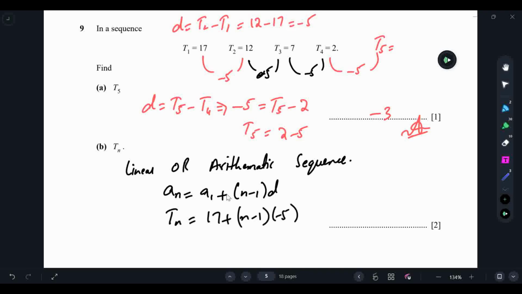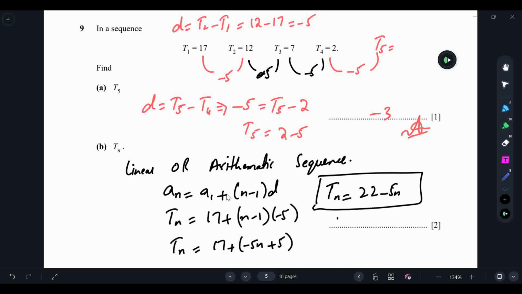Now if you multiply minus 5 with these two terms, this will be 17 minus 5n plus 5. So 17 plus 5 is 22. So Tn is equals to 22 minus 5n, or we can write it as minus 5n plus 22. This will be the final answer. Let's move to question number 10.